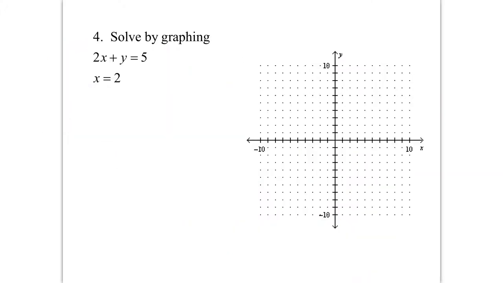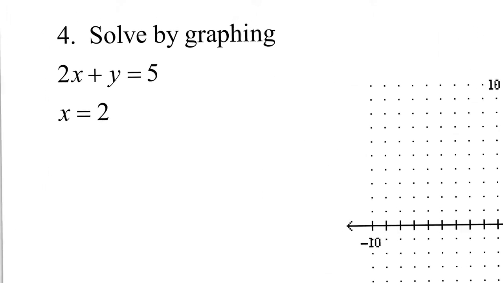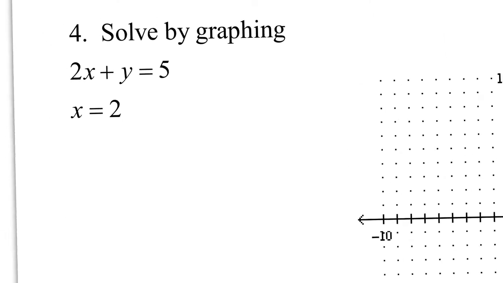So this one here, we just want to graph again, and we want to see if the two lines intersect, or maybe they don't intersect, or maybe they're the same line. So let's go ahead and look at the first graph that we want to make. So I am going to look at 2x plus y equals 5. I'm looking at this one here, and I'm going to make it red.